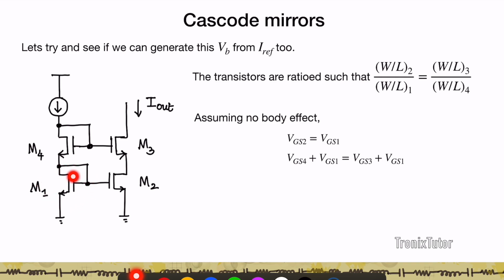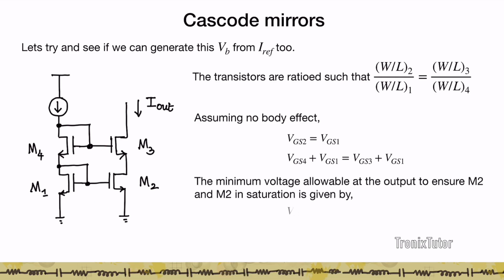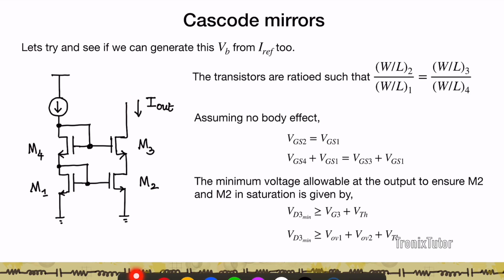And VGS1 is always going to be in saturation. Similarly, VGS4 plus VGS1 is going to be the same as VGS3 plus VGS1 or VGS2, right? And so we set it up in such a way that this node here is going to be the sum of two VOVs. Now in this case, however, you need to ensure that your output voltage swing is going to be slightly smaller than the previous case.